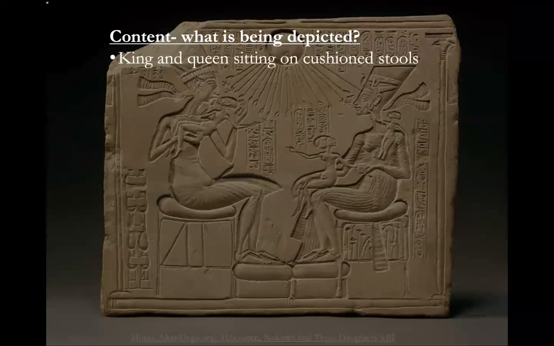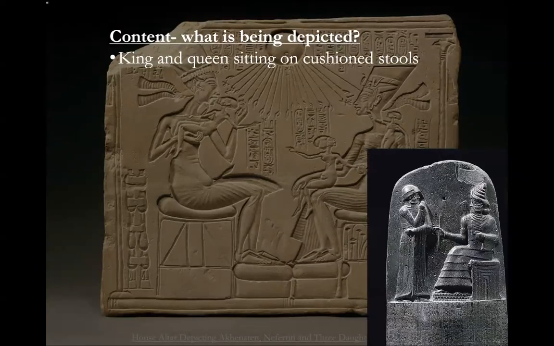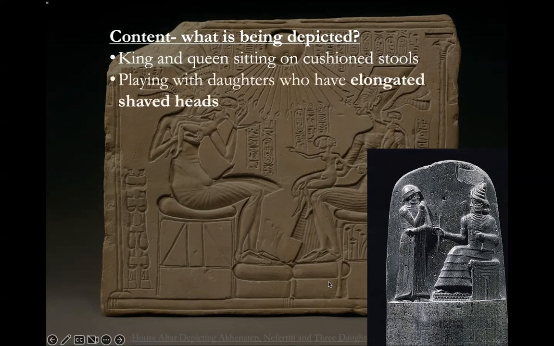So what we're going to say is you have the king and the queen sitting on cushioned stools. What other artwork can you relate that back to? I was thinking of Hammurabi, and you've got the god Shamash sitting on the stool with his feet up on a pedestal, right? Same thing here.